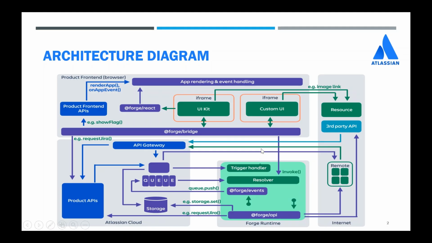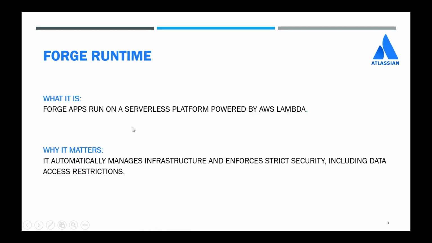So the overview of the architecture diagram is as follows. The user clicks on a button in the custom UI, the frontend uses Forge Bridge to call a resolver in the backend. The resolver does something like calling requestJira to fetch issue data or saving info using storage.set. The result is sent back to the UI and displayed to the user. If needed, the app can also contact an external API and push tasks to a queue to run.